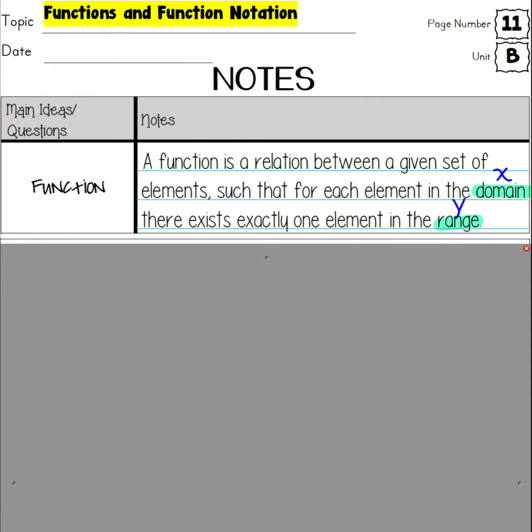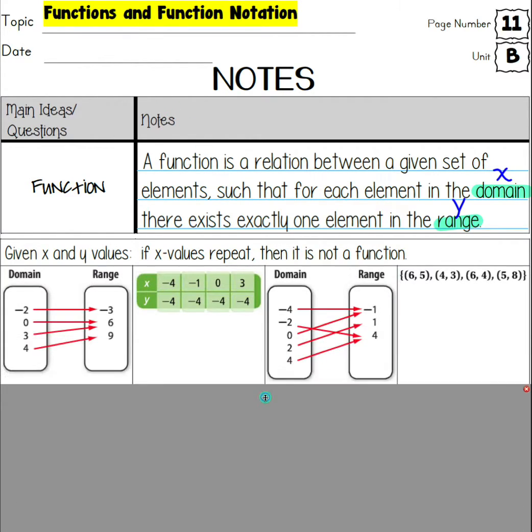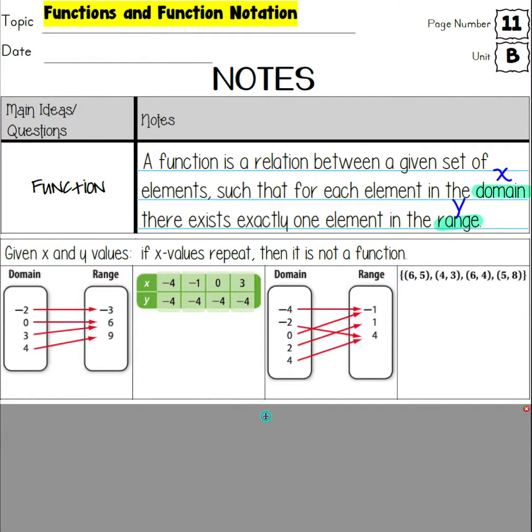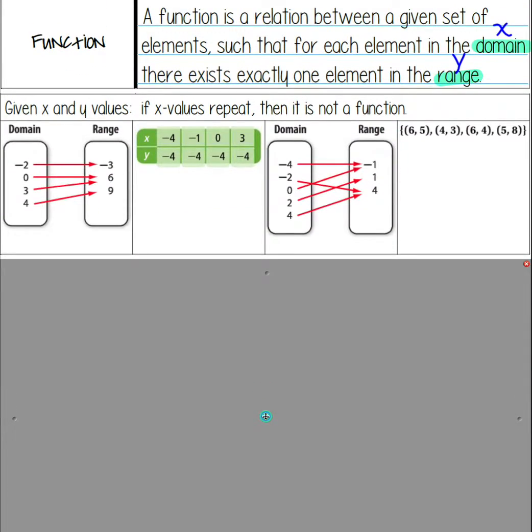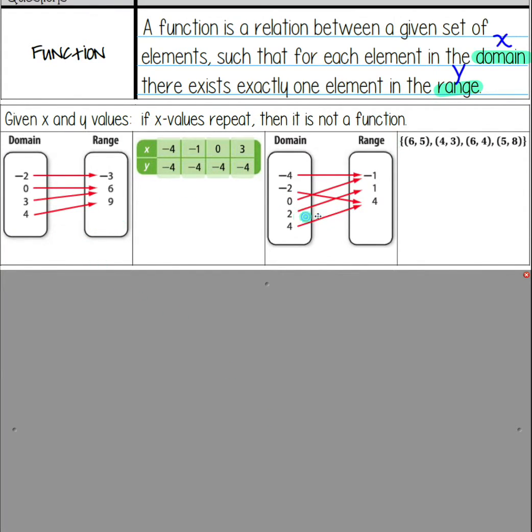There are a couple of different representations we've seen with functions, and we're going to go through each one of those and apply this rule of function to each one of them to see how you would tell if a relation is a function or not. The first part says, given x and y values, if the x values repeat, then it is not a function. So we're focusing on our x values because that is our domain, and we're making sure that if they repeat, then it's not a function.